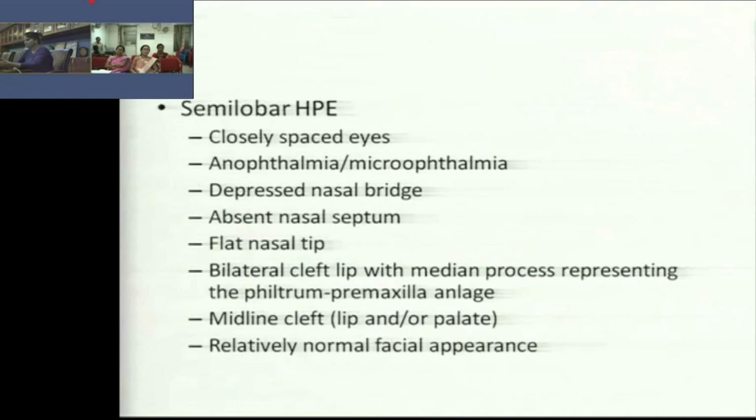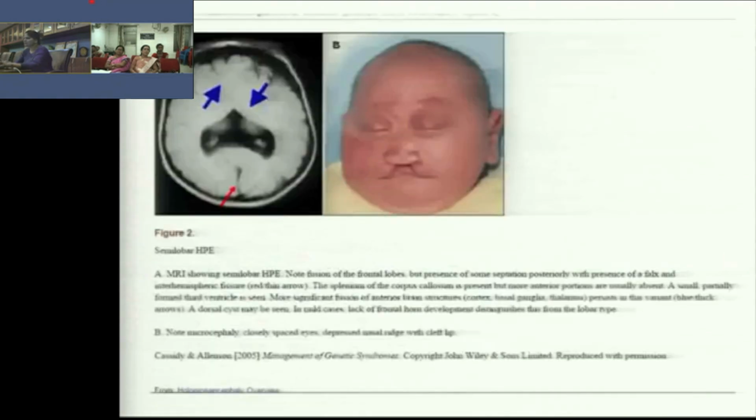In the slightly less severe form, semilobar HPE, it is characterized by closely spaced eyes, anophthalmia, a slanted nasal tip, and absent nasal septum. There could be bilateral cleft lip with a median process and midline cleft, or there could be just a relatively normal facial appearance. This is the picture of the semilobar type. The MRI shows fusion of the frontal lobes, but there is some separation, with the presence of cortex, and an interhemispheric fissure is there. Unlike in alobar, where there is a monoventricle, here there is an interhemispheric fissure, and besides that, see the picture which shows microcephaly, closely spaced eyes, depressed nasal bridge, and cleft lip.